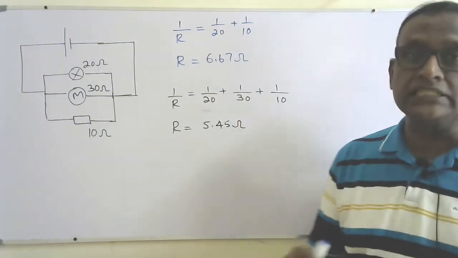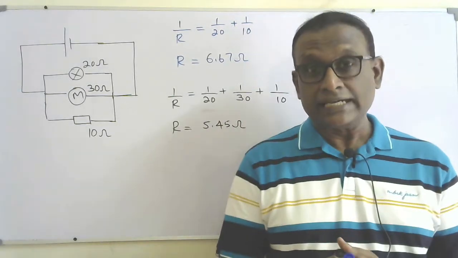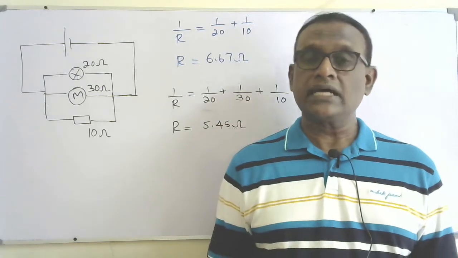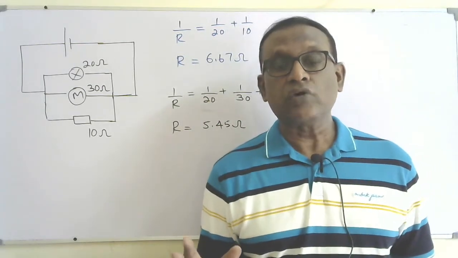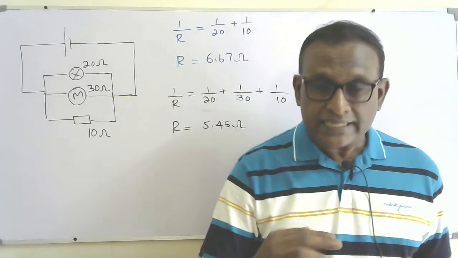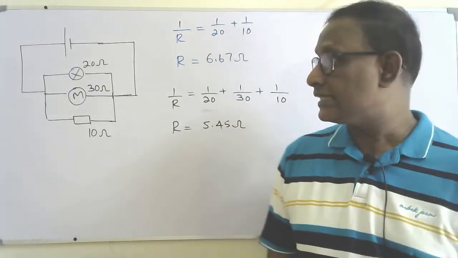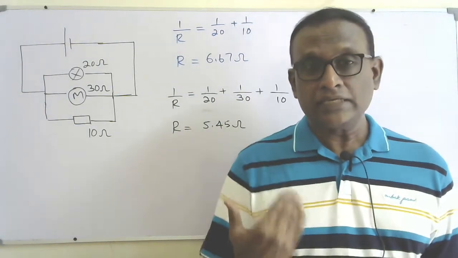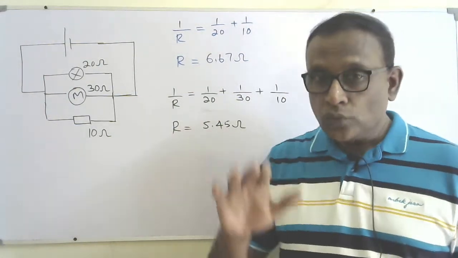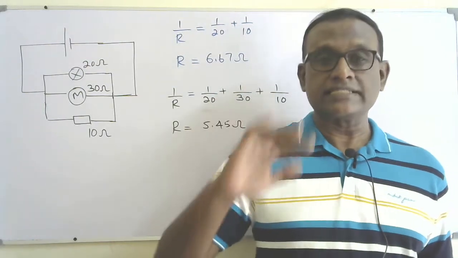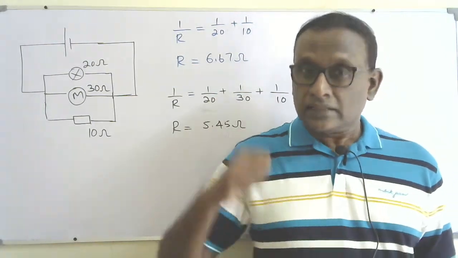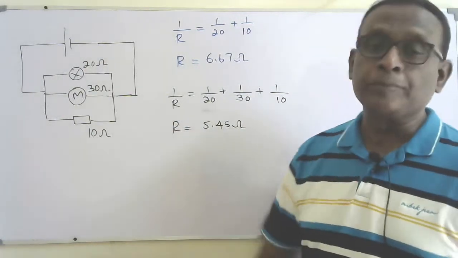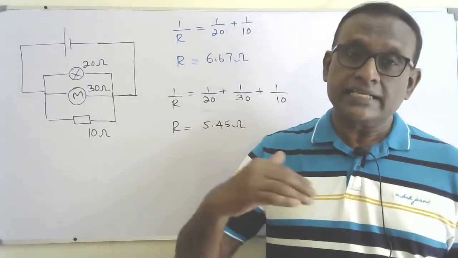So I can give the second conclusion about the parallel connection. That is, when more and more components are connected in parallel, the equivalent resistance will decrease further and further. Understand? So, two conclusions I can say. When components are connected in parallel among them, the equivalent resistance will be lower than the lowest resistance of the components in parallel. The second conclusion: when more and more components are connected in parallel, the equivalent resistance will decrease further and further.